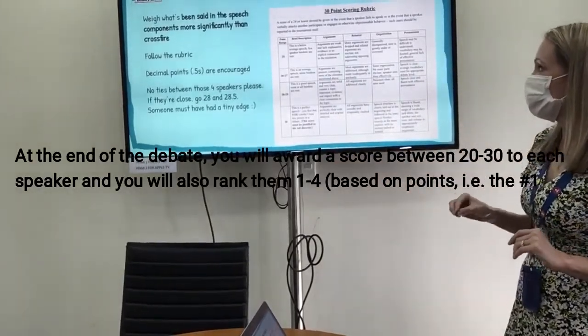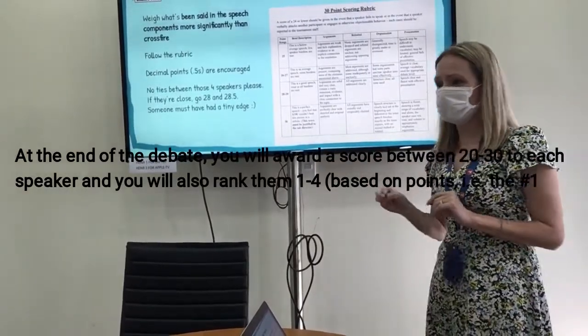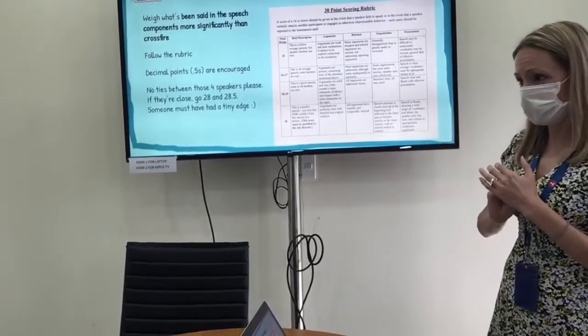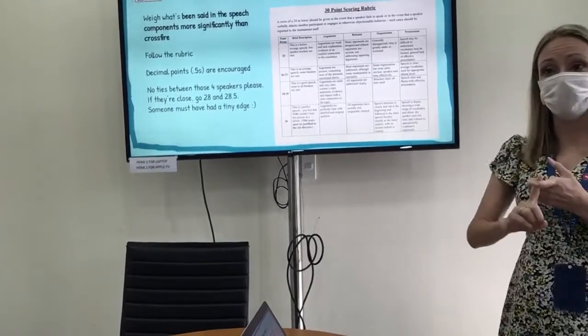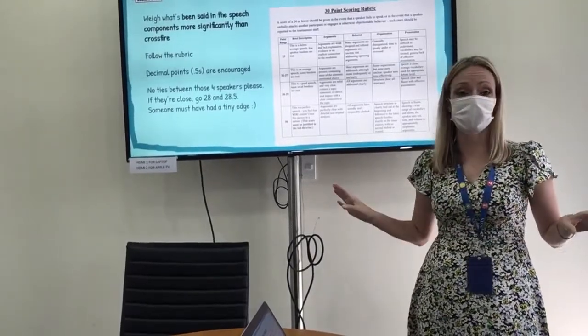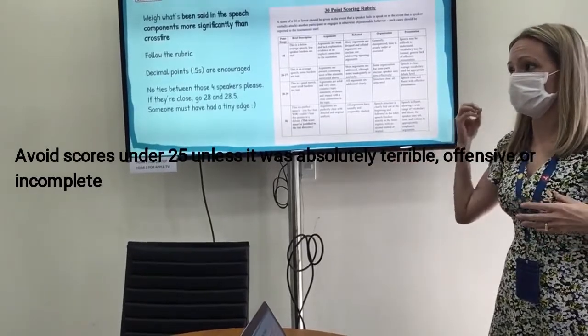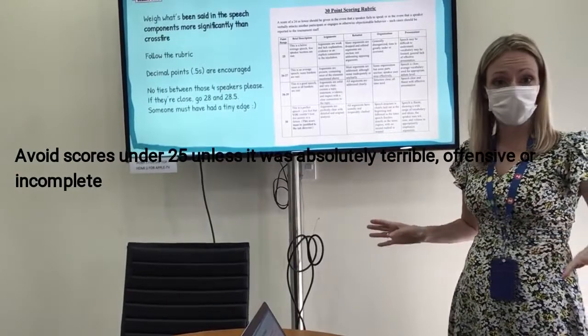A score below 25 should be used sparingly. That's a really poor debate score. Under 25 would be somebody was offensive, completely unprepared, made attacks on the other team, was really inappropriate.